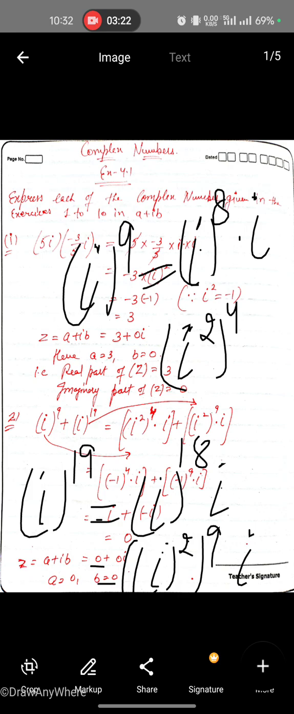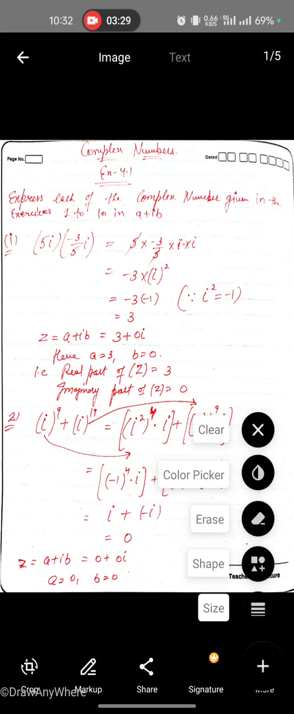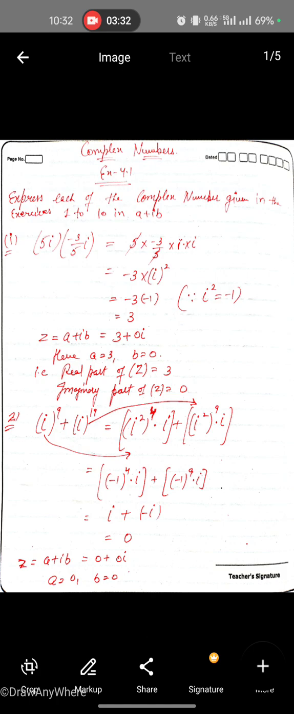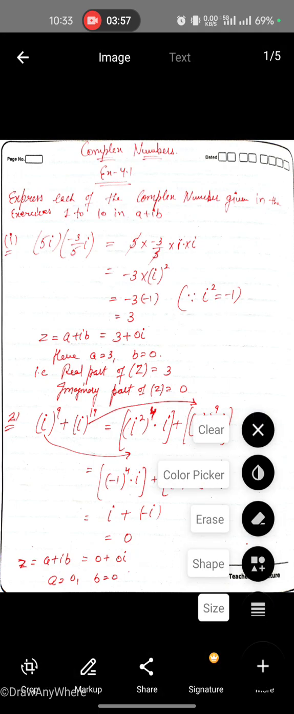Okay, so here you can see the values. iota square is equal to minus 1. So जहाँ जहाँ iota square मिल रहा है आपको, you have to put the value of minus 1 and after solving you will get equals to 0. So here the real and imaginary part also equal 0, and we have to write this in the form of a plus iota b. So you can write 0 plus 0 iota. I hope it is clear to everyone. Let's move further.